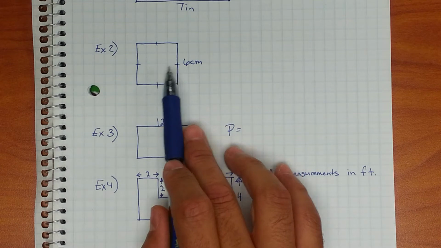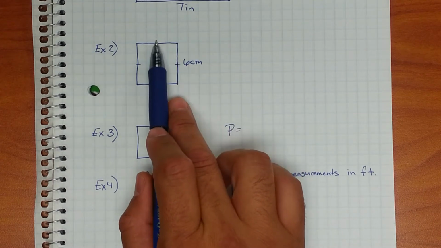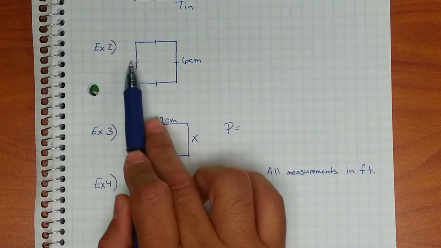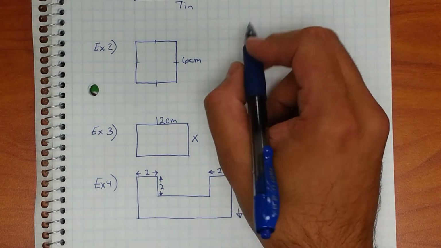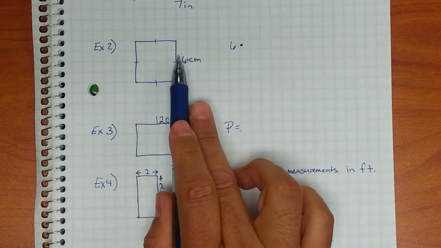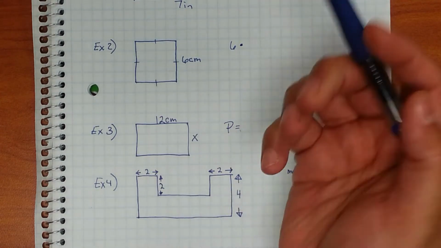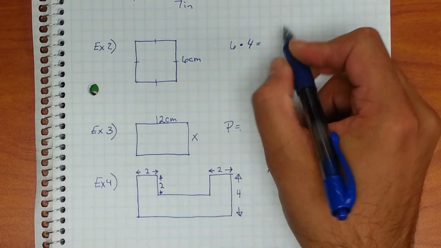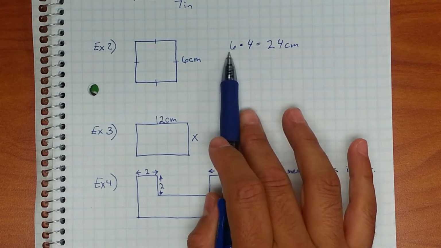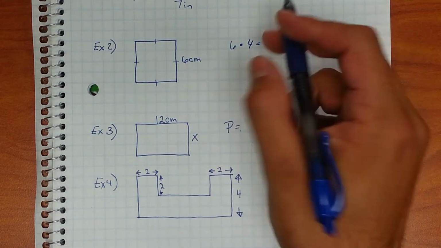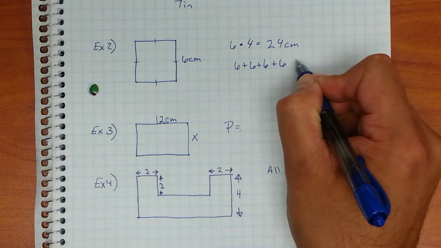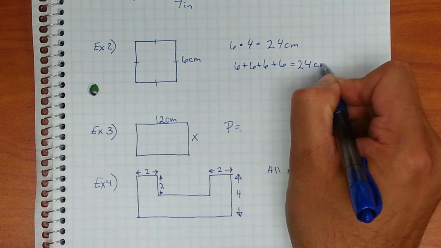So to find the perimeter, I need to look at it. If that one's 6, that means that one's going to be 6, that one's going to be 6, and that one's going to be 6. So I have 6 plus 6 plus 6 plus 6. So I could have 6 times, how many do I have? 1, 2, 3, 4. I have 4 of them, which gives me a perimeter of 24 centimeters. Now, this is using multiplication because I know I have 4 sixes. I could also just write it out: 6 plus 6 plus 6 plus 6, and I'll still get my 24 centimeters.